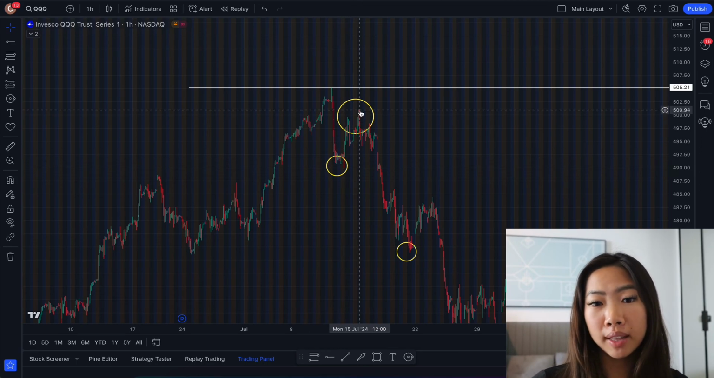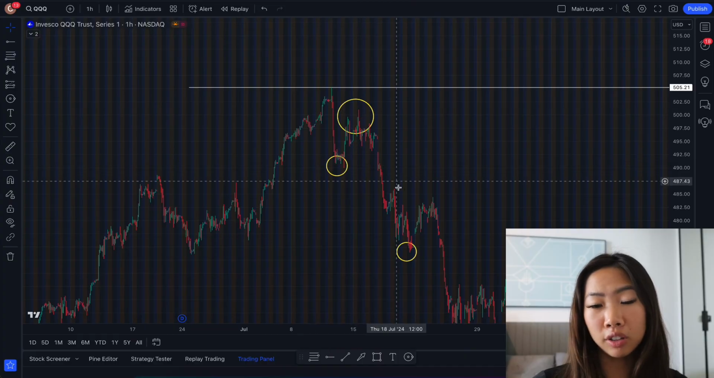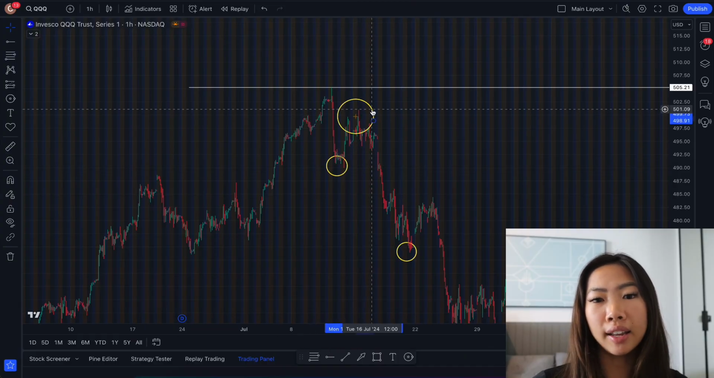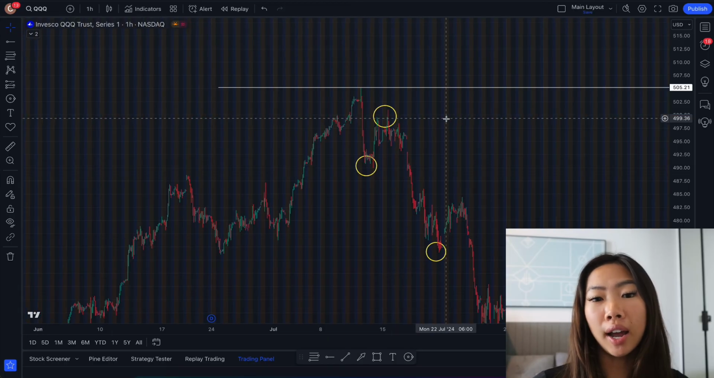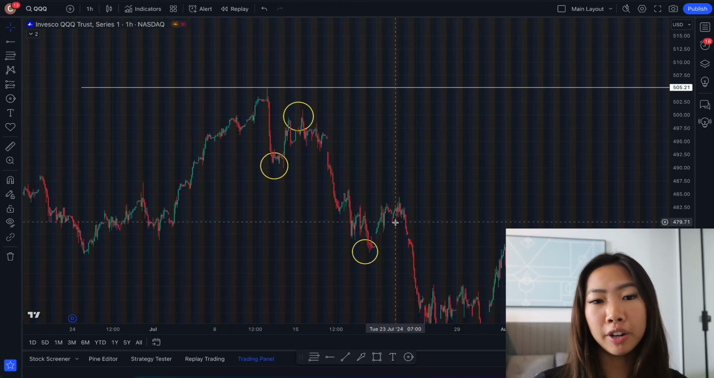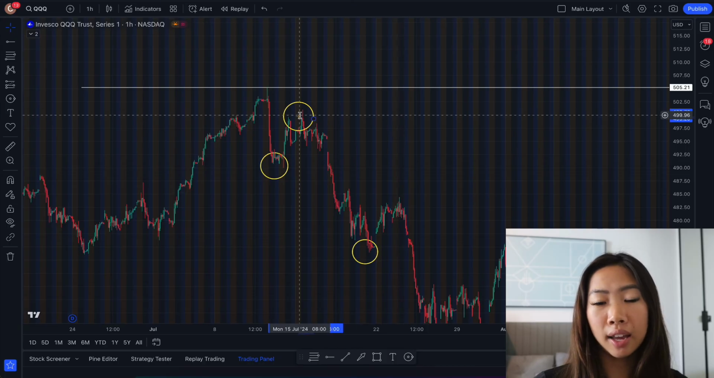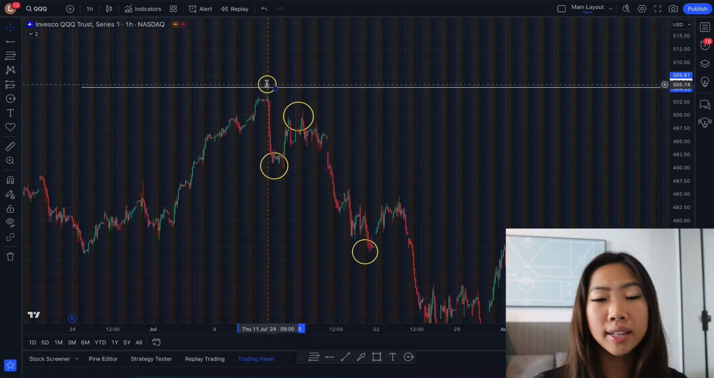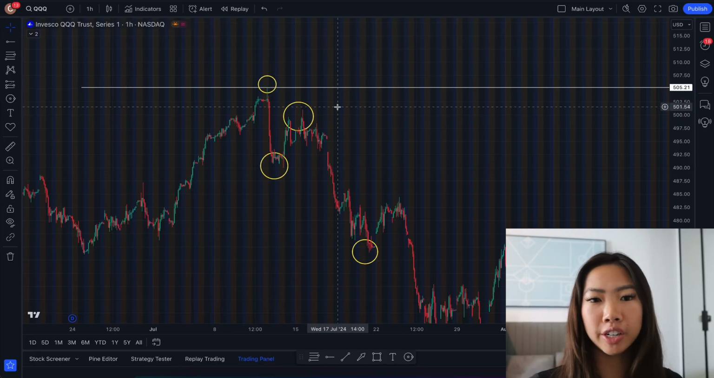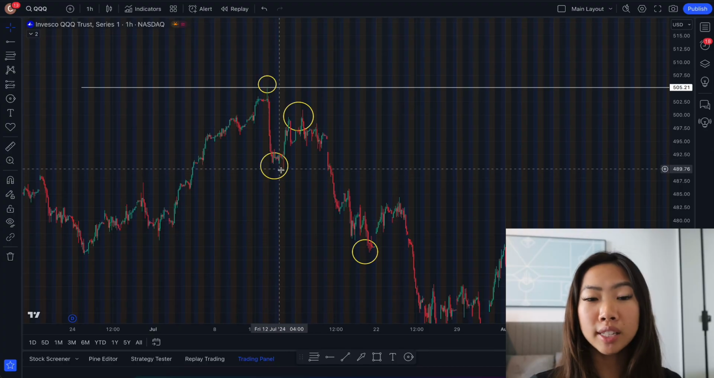Well, once we made this low here and price curled down, we can already see that it is a lower high. So just like I talked about in a bear trend, these are going to be the highs. This high is lower than this high. So that's the first sign that price would go bearish. And then the next confirmation is that price broke this low.